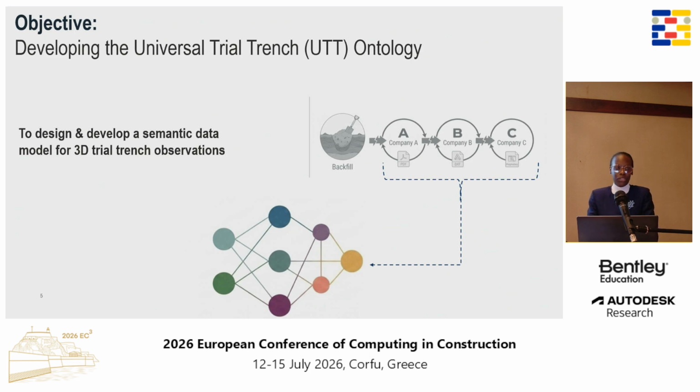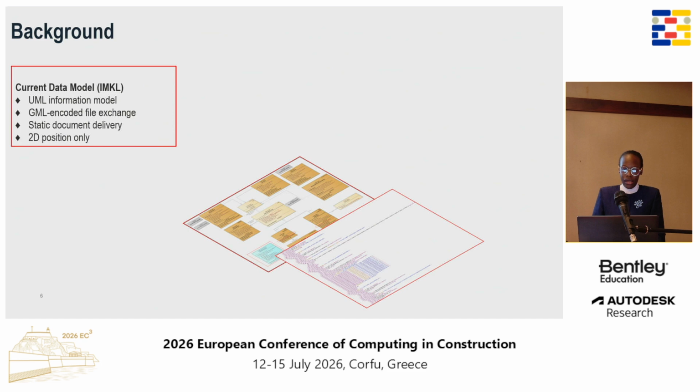How can this information, collected in different formats such as CAD files and PDF, be made semantically interoperable? Therefore, our objective is to design and develop a semantic data model for 3D trial trench observations. Currently, there exists a model for the utility industry in the Netherlands, but it is a UML information model. So this is XML file-based, which means static document delivery, and in terms of spatial data, it provides 2D information.